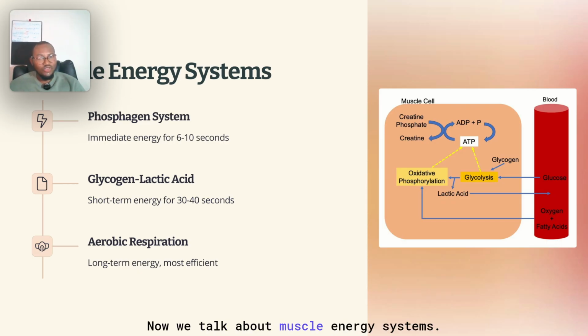Now, we talk about muscle energy systems. We have the phosphagen system, we have the glycogen lactic acid system, and we have aerobic respiration. When you need a burst of energy, you're talking about the phosphagen system: immediate energy for 6 to 10 seconds, and it will diminish. Short energy for more than 6 to 10 seconds, maybe 30 to 40 seconds, short-term energy, you need glycogen lactic acid. Then when you need long-time energy, you are talking about aerobic respiration. So these are the three energy systems, because I will ask you this question.